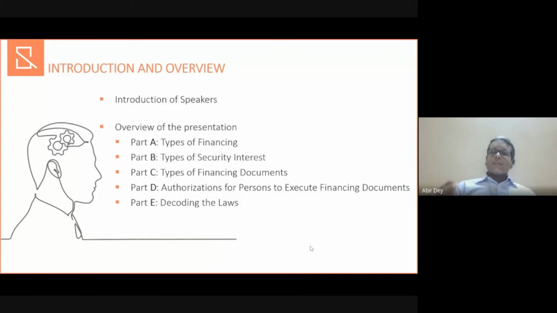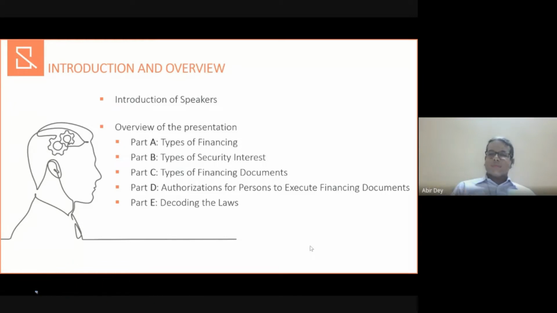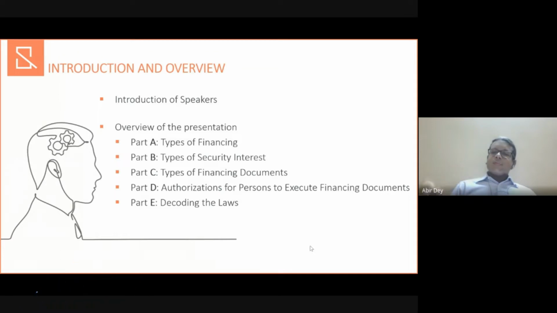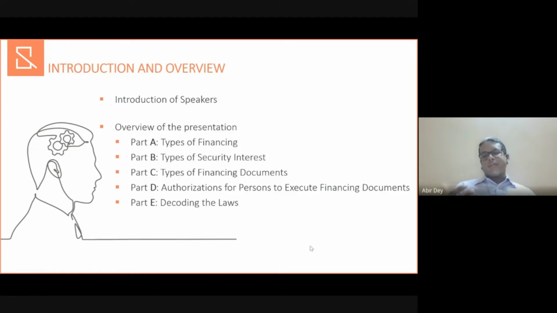Thirdly, we will be discussing what all documents typically are involved in this type of financing. And then we will discuss the authorizations and typically what all things we generally look at as a banking finance lawyer when some financing transaction happens. And lastly, we will discuss the laws which surround banking finance.